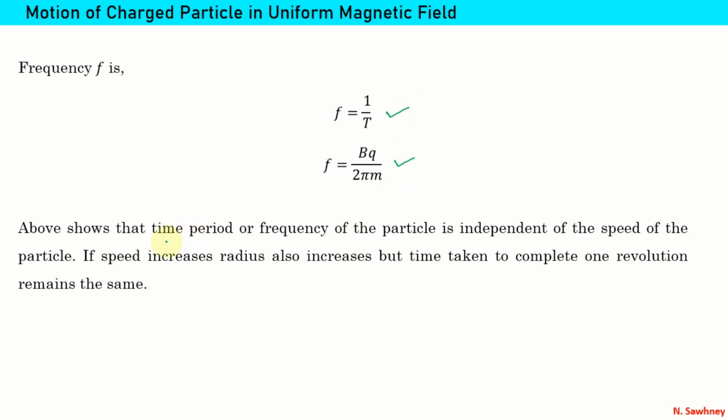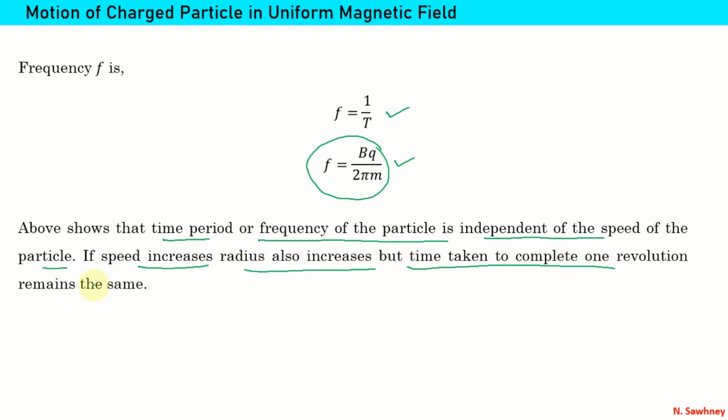See this, the time period or the frequency of the particle is independent of the speed of the particle, as the speed component is not there in this expression. But if the speed increases, the radius also increases, but the time taken to complete one revolution still remains the same because it is independent of the speed.